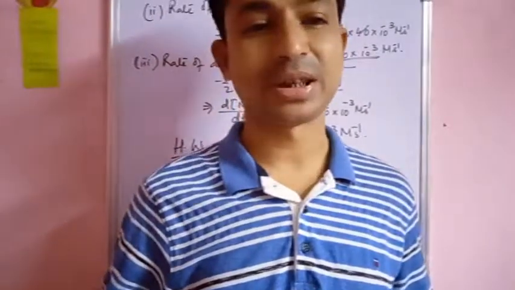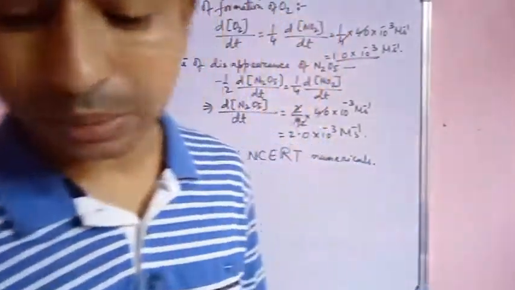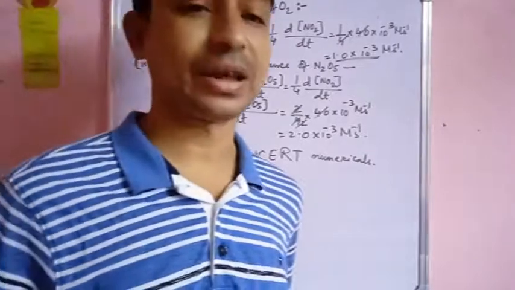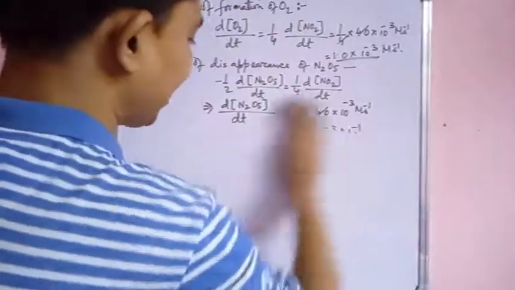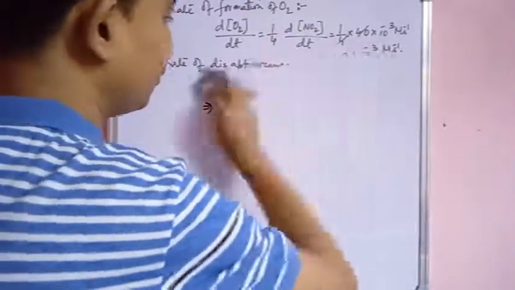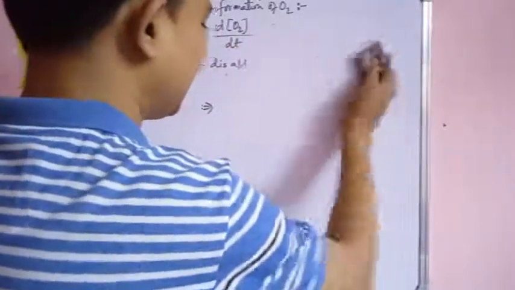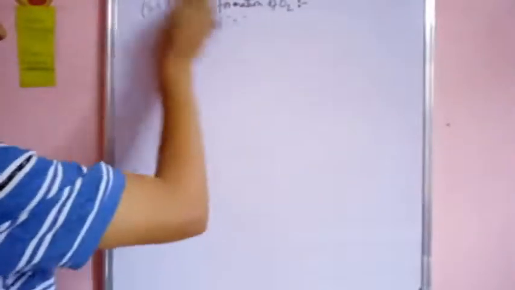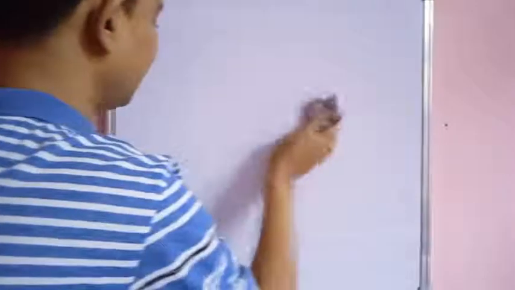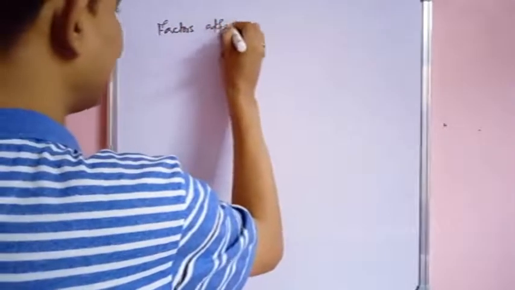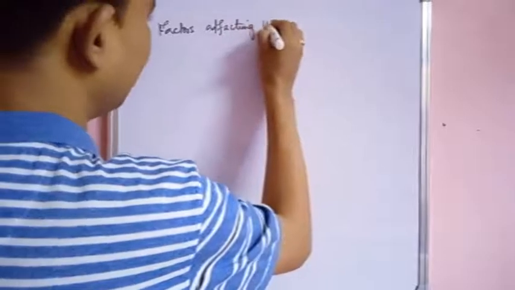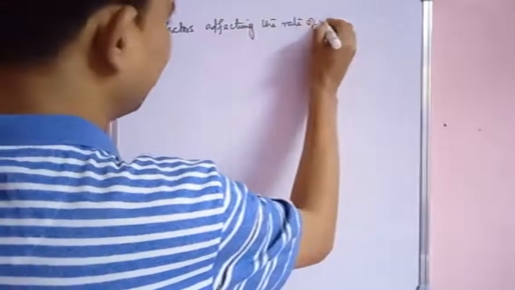Okay, so this rate of reaction that we are calculating, the rate of reaction has got some factors which affect the rate of reaction. So next we are going to study factors affecting the rate of reaction. Okay, so let's see how it goes. That is also a very important topic. Factors affecting the rate of reaction.